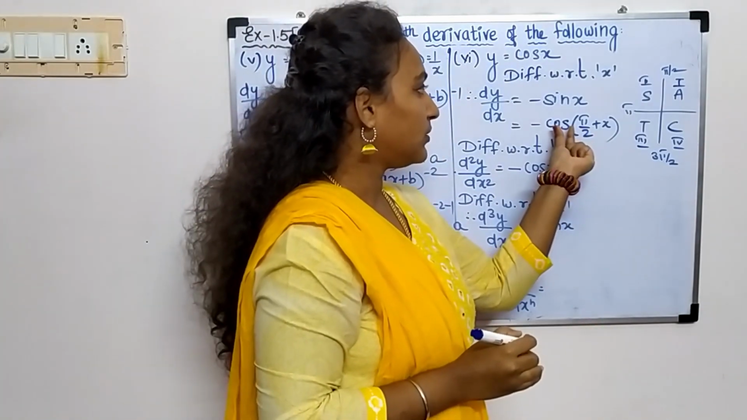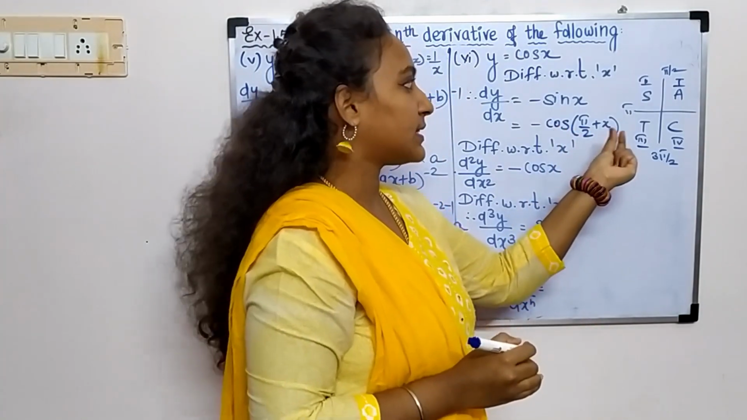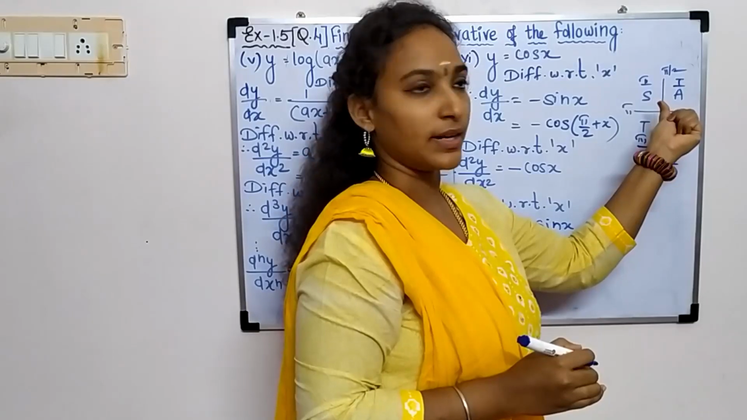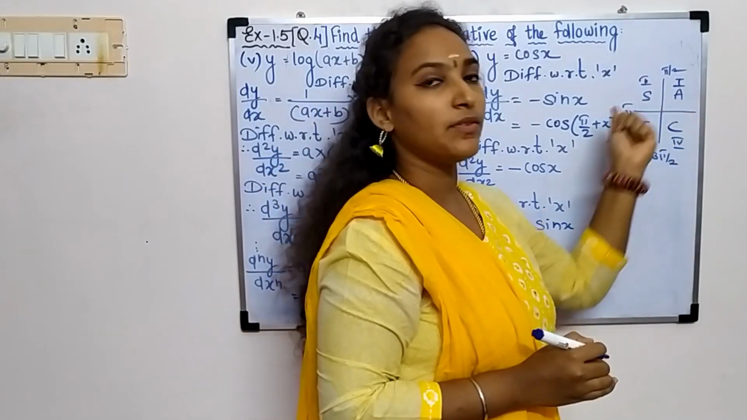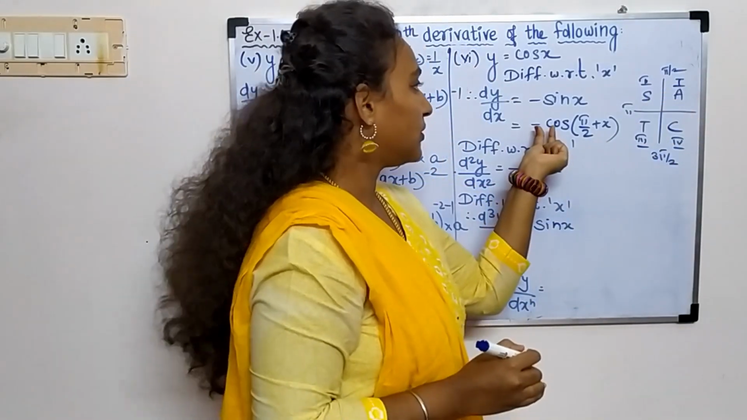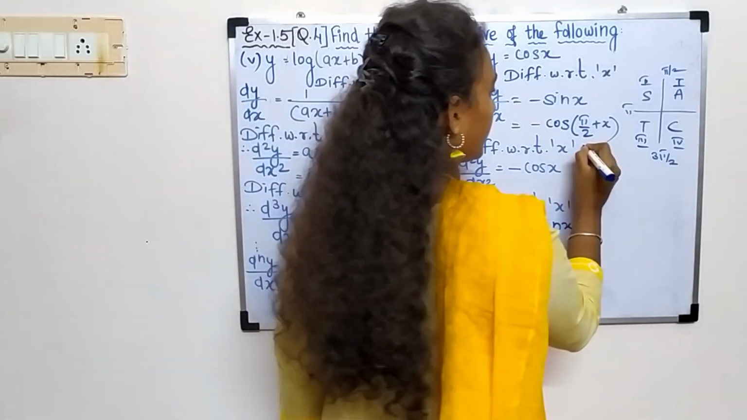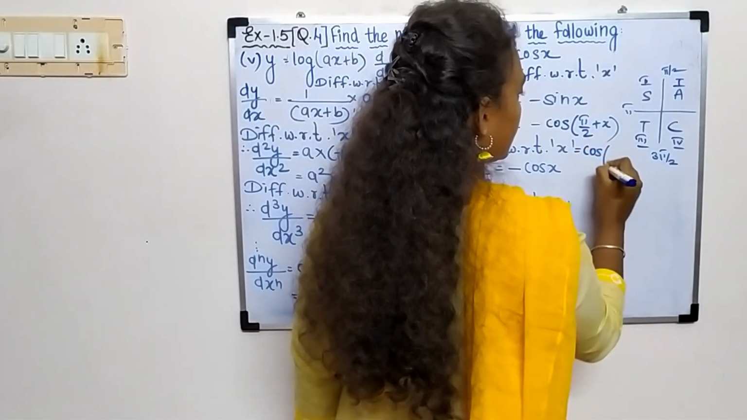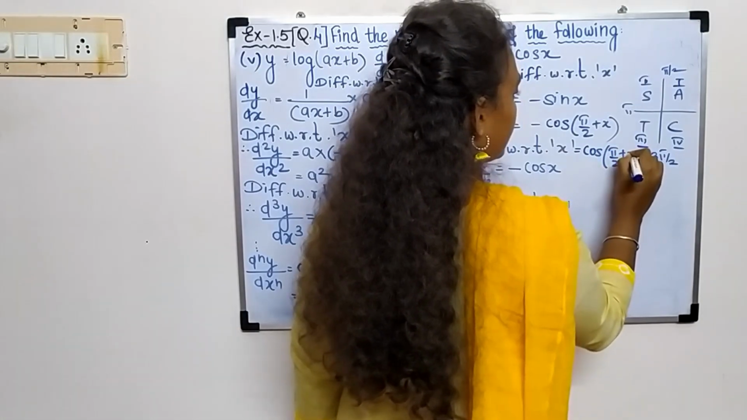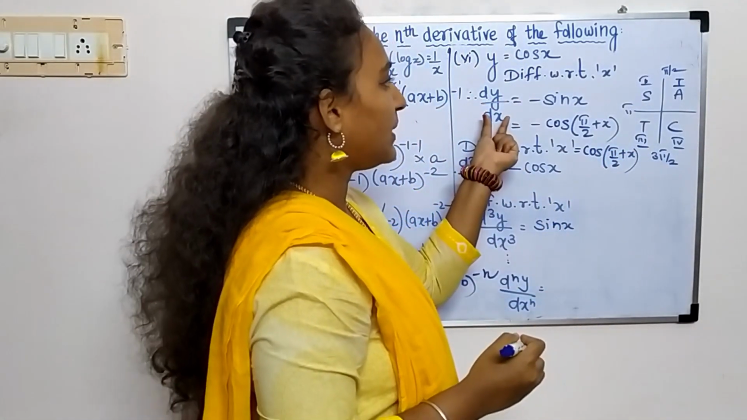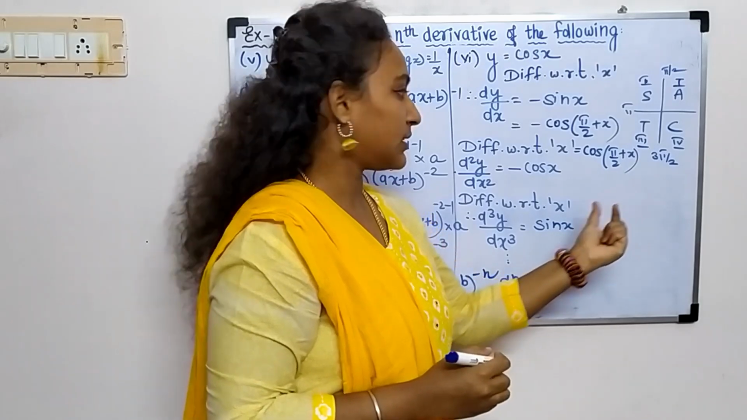See, we have pi by 2 plus x. That is the second quadrant. In the second quadrant, cos is negative. So, negative into negative will become positive. So, this is equal to cos of pi by 2 plus x. Okay. So, dy by dx is in terms of cos.